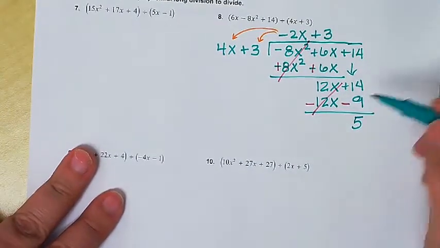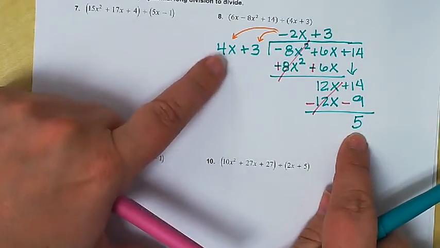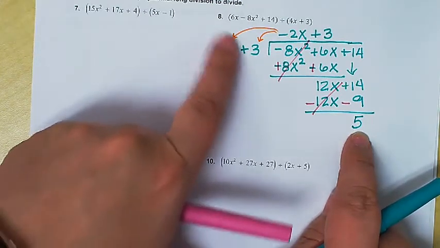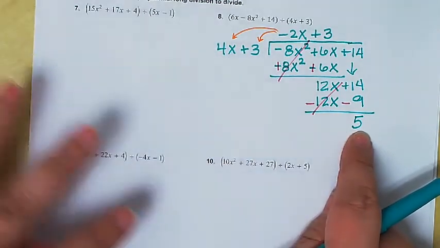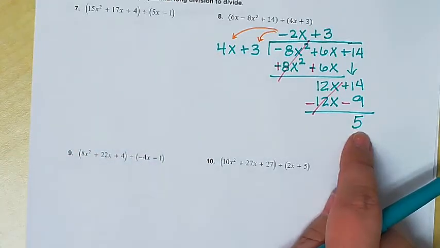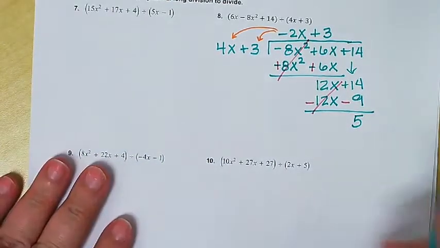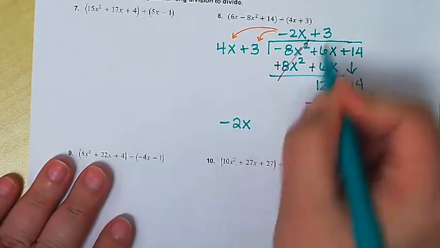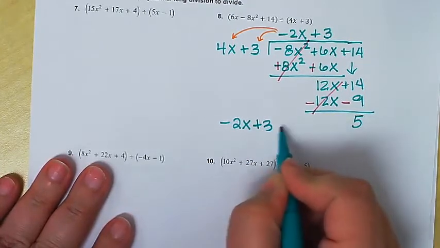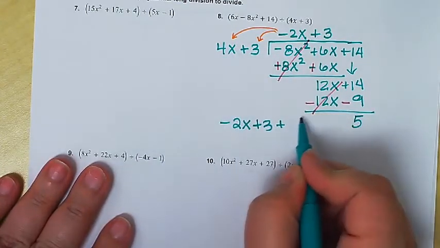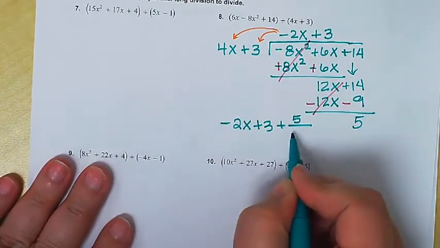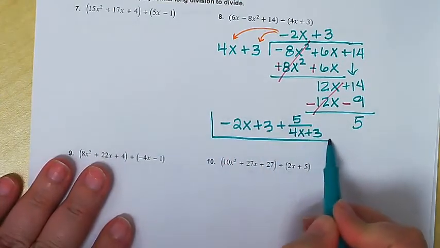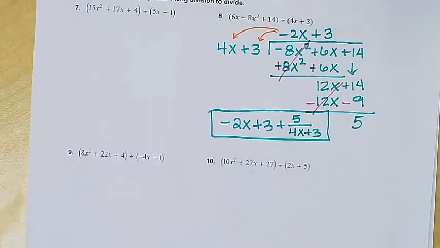Now, not only is there nothing else to bring down, but this is a degree 1, that's a degree 0. 4x does not go into 5. I can't just say, oh, 4x times what would give me 5? That doesn't work, right? Because this is too high a degree. So I know I'm finished. I know that our quotient here is negative 2x plus 3, and then it has a remainder of 5, and then I just put my remainder over what I originally divided by. And that is the solution to this division problem. Pretty awesome, huh?